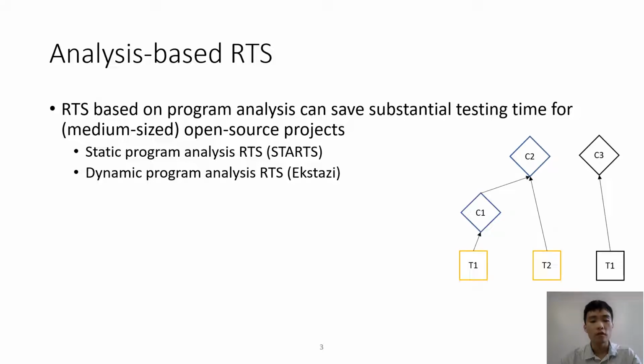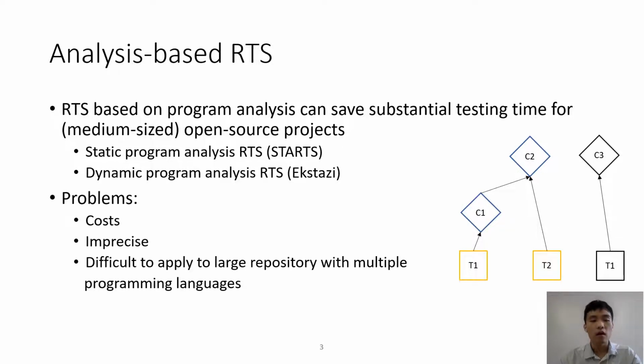For example, the figure illustrates a dependency graph where tests T1 and T2 transitively depend on classes C1 and C2. In the new program version, an analysis-based RTS technique selects T1 and T2 when C1 and C2 are modified. However, large companies like Facebook, Google, and Microsoft did not adopt analysis-based RTS because of the analysis cost, its imprecision, and these companies' frequent use of multiple programming languages in a repository.